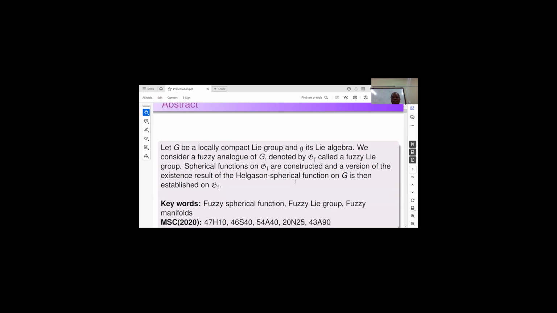In this presentation, if you are given a locally compact Lie group and its Lie algebra G, we are going to consider a fuzzy analog of G, which we denote as G subscript F, called the fuzzy Lie group. And then we construct a spherical function, a version which Helgason has produced in his famous book.